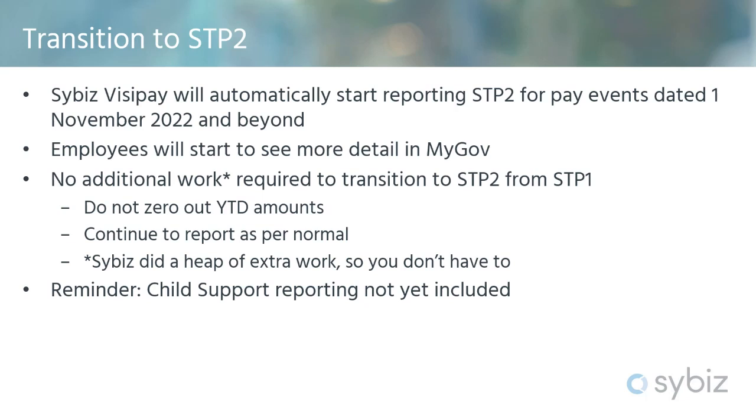Initially, as I said, Sybiz got the deferral through to the 30th of June, so we could start reporting on the 1st of July for everyone. We thought that made a lot more sense than having a transition partway through a financial year. So when the ATO said, hey, can you defer that a bit, we had to do a heap of extra work to cater for that, which is what we were trying to avoid in the first place.